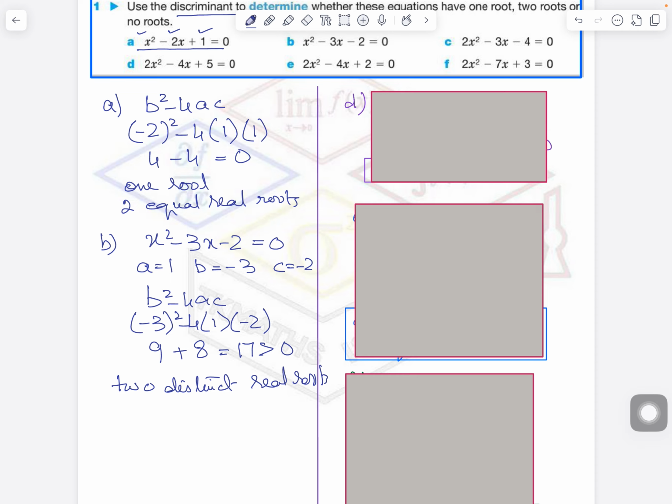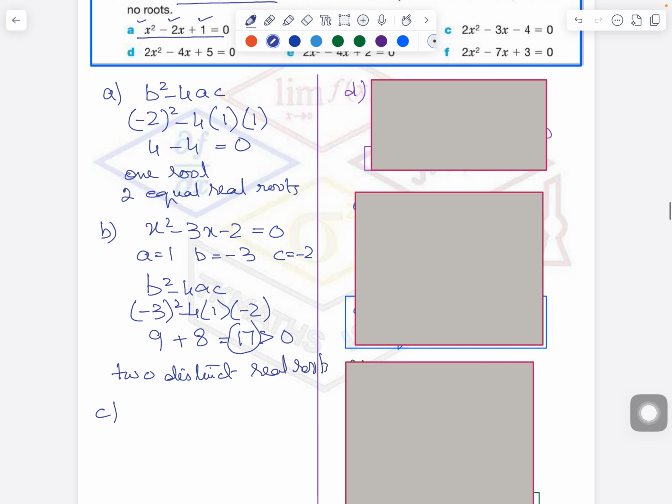If I want to find out the roots, what will I do? I will just plug in this 17 in the formula, minus b plus or minus the root of b square minus 4ac, over 2a, substitute the values of b and a and solve it. But right now this is not the requirement of the question, so I will only tell the nature of the roots here.